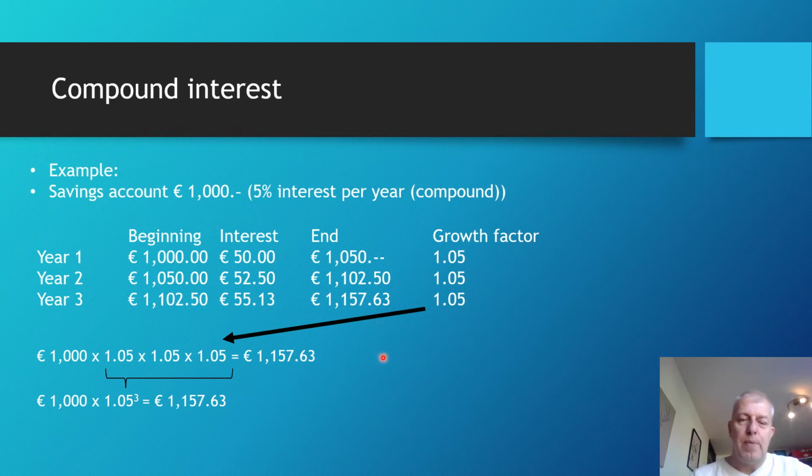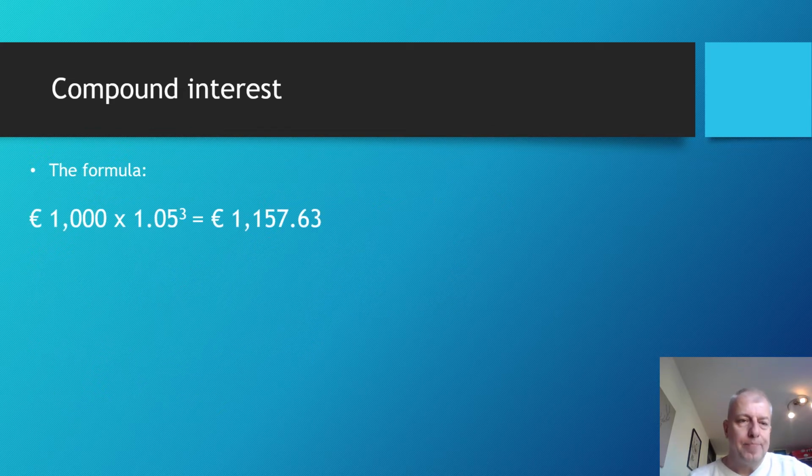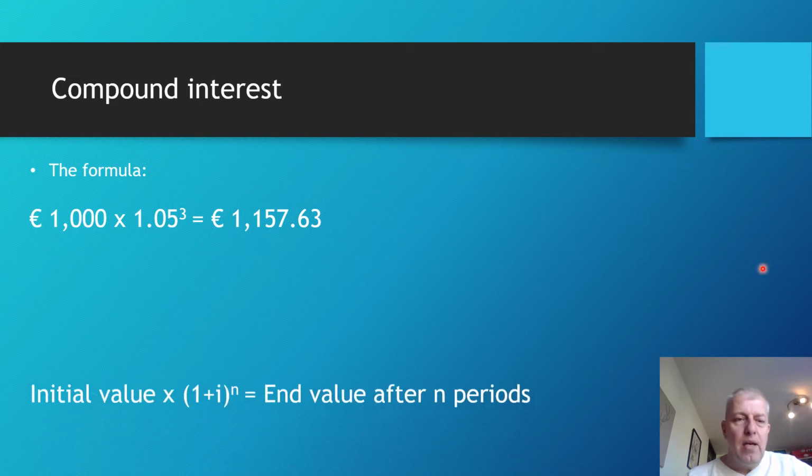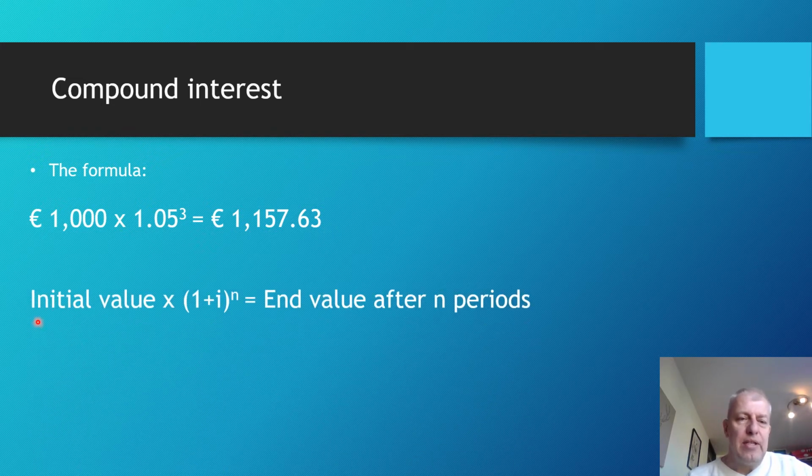So I'm going to explain to you how you can do it like this, and I'm going to explain to you the definition in the book. Namely, the formula, as we established, 1,000 euros times 1.05 to the power 3 equals 1,157.63. So what do we have? The formula in the book says initial value times (1 + i)^n equals the n value after n periods. Now, how can I translate this to this example?